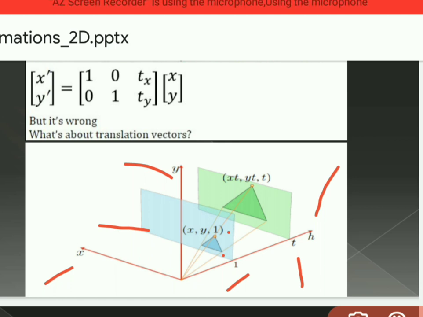The value of t is 1. So whenever you multiply t with the x and y coordinates, it will not affect the original representation of the object. This is just for representing a 2D object in terms of 3D. We add 1 along with the x and y coordinates of the point.